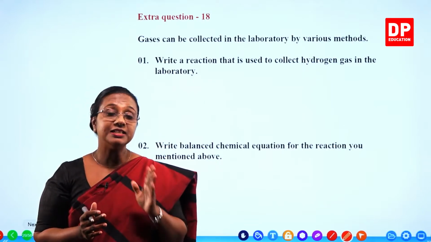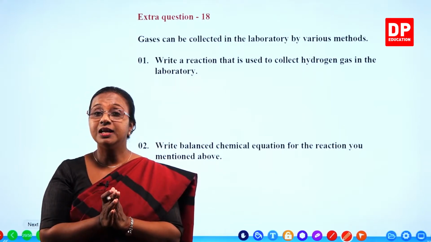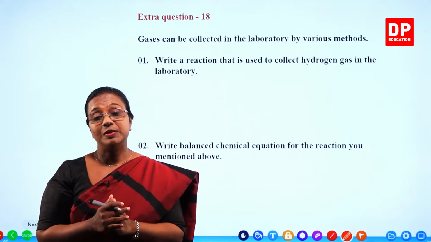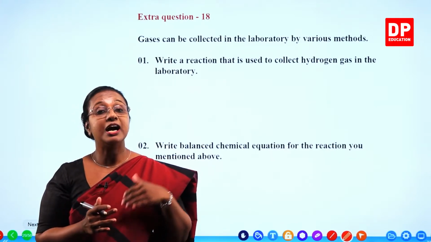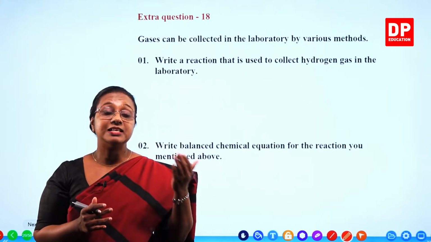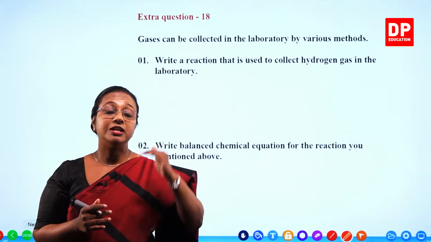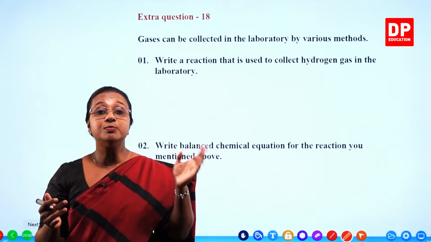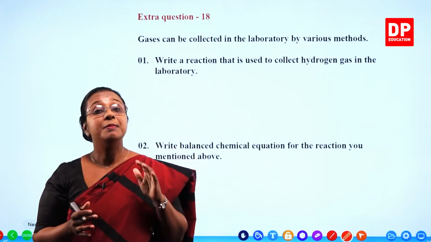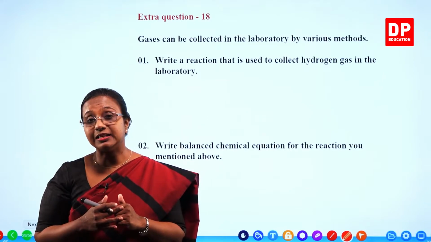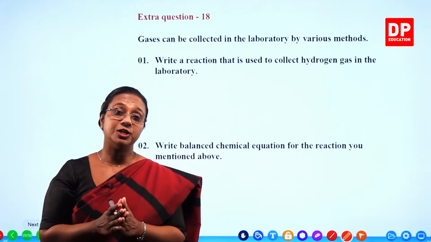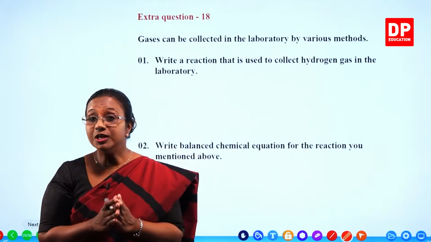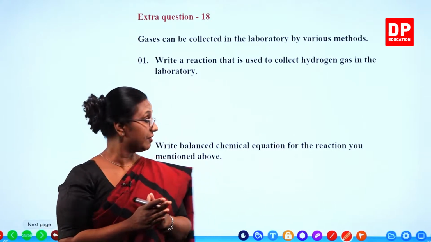But hydrogen can be collected by downward displacement of air. Why? Hydrogen is the lightest gas. It is less dense than air, so it will collect over air. But carbon dioxide is denser than air. Because of that, it can be collected by upward displacement of air. So I am sure you can remember all that information.